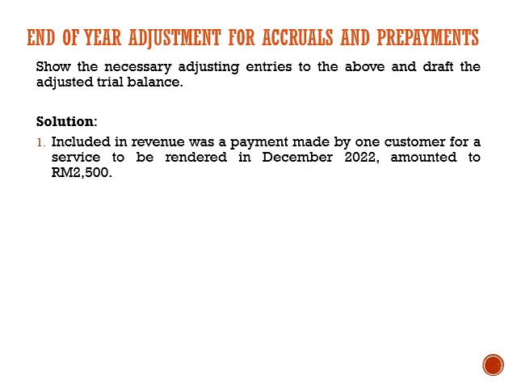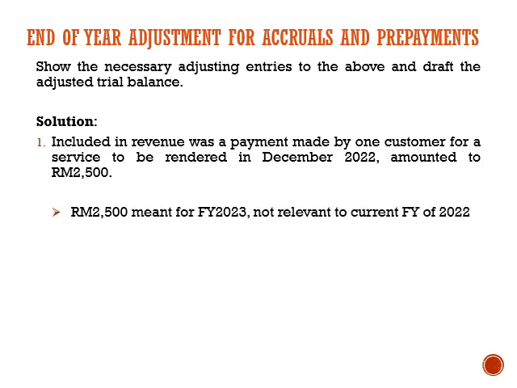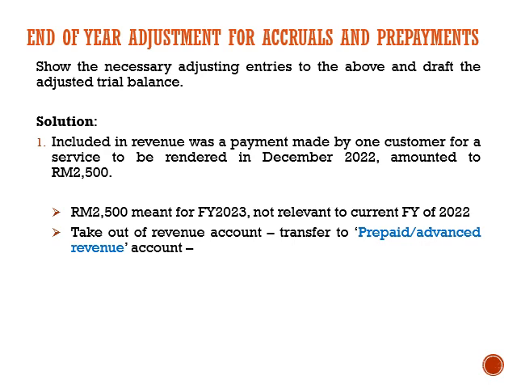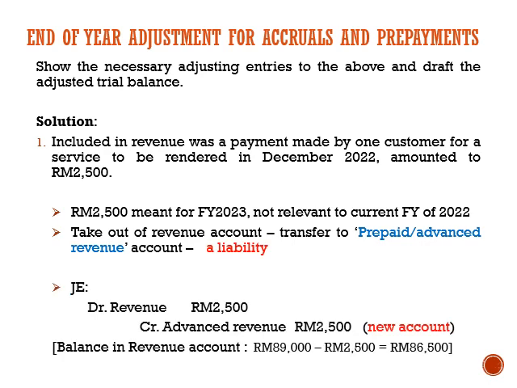For information number 1, revenue shown in the trial balance includes a prepayment made for future service. The amount of 2,500 is meant for financial year 2023 and not financial year 2022. Thus, we need to adjust the revenue account by taking that amount out of the revenue account and transferring it to a prepaid revenue account, as a liability. The journal entry would be as such: debit revenue account and credit prepaid or advance revenue account.